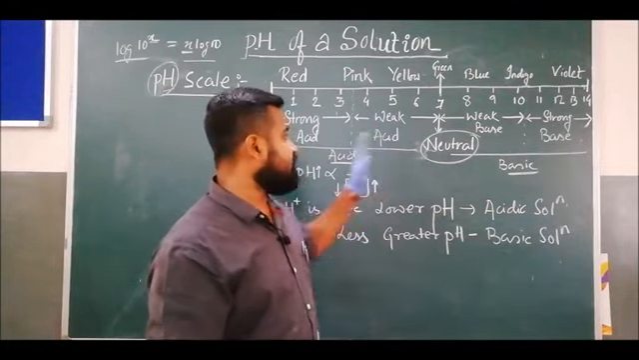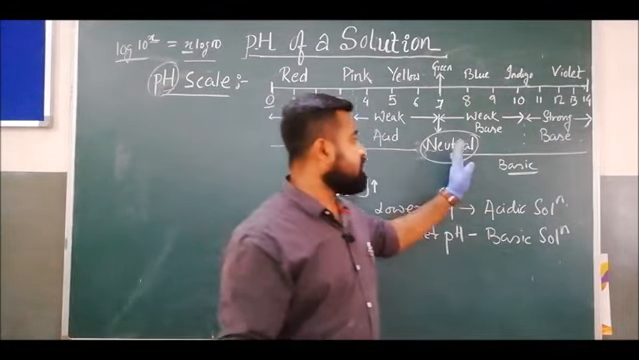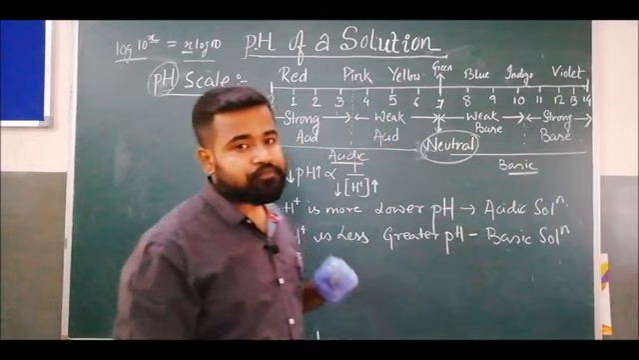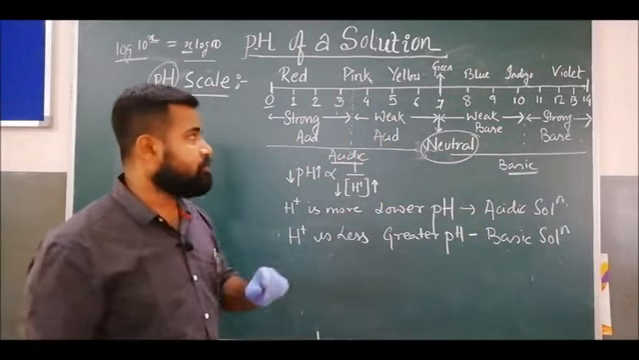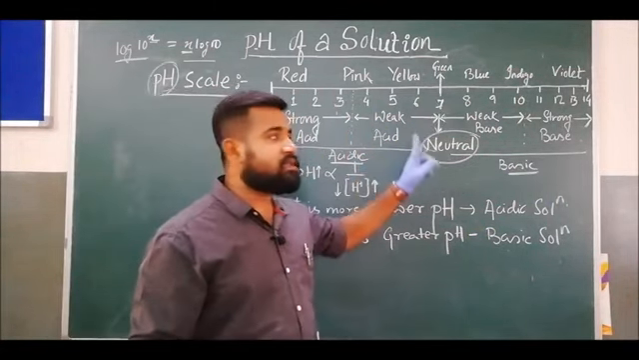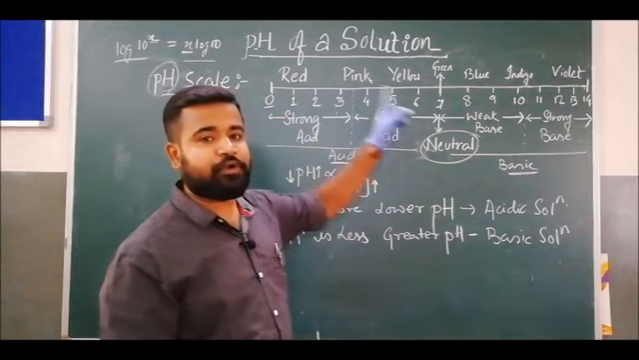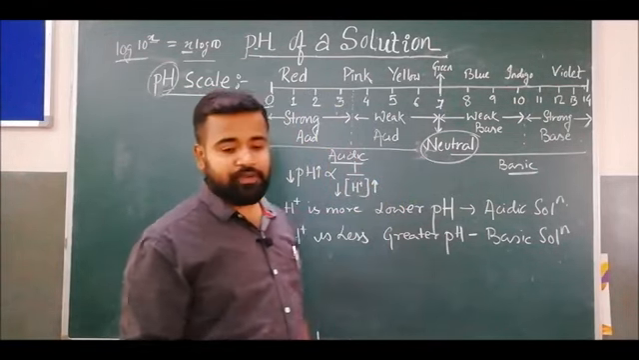So less than 7 is the acidic pH, greater than 7 is the basic pH. And exactly 7, which is the midpoint of 0 and 14, is known as the neutral pH.